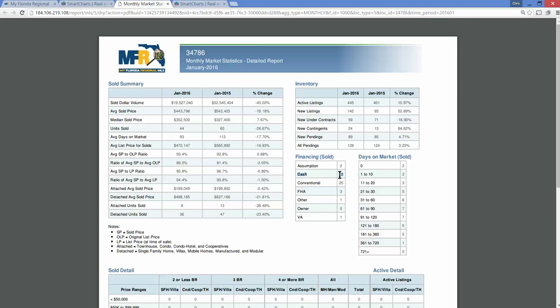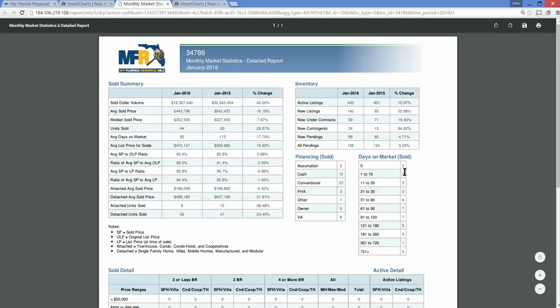12 of these were all cash sales, 25 conventional loans, 3 FHA loans, 1 VA loan, so I can kind of see the breakdown there. Are there a lot of cash sales in this market? Are there a lot of conventional loans? Are there a lot of FHA loans? Gives me an idea.